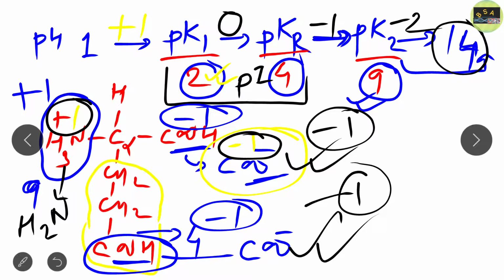So in this way you can calculate the charge from pH 1 to pK1, from pK1 to pKr, from pKr to pK2, and from pK2 to pH 14. In this way, for each and every pH and pK, you can calculate the charge very easily. It is a very easy concept, you can understand it very clearly.